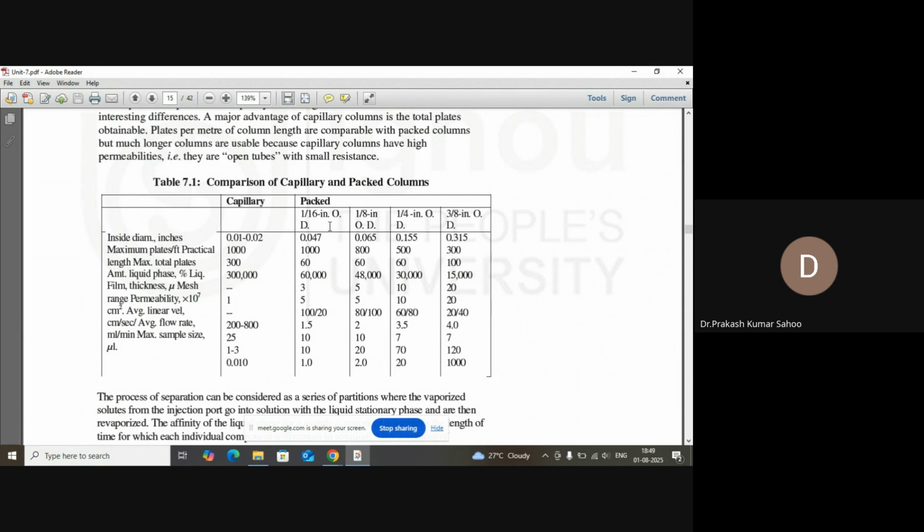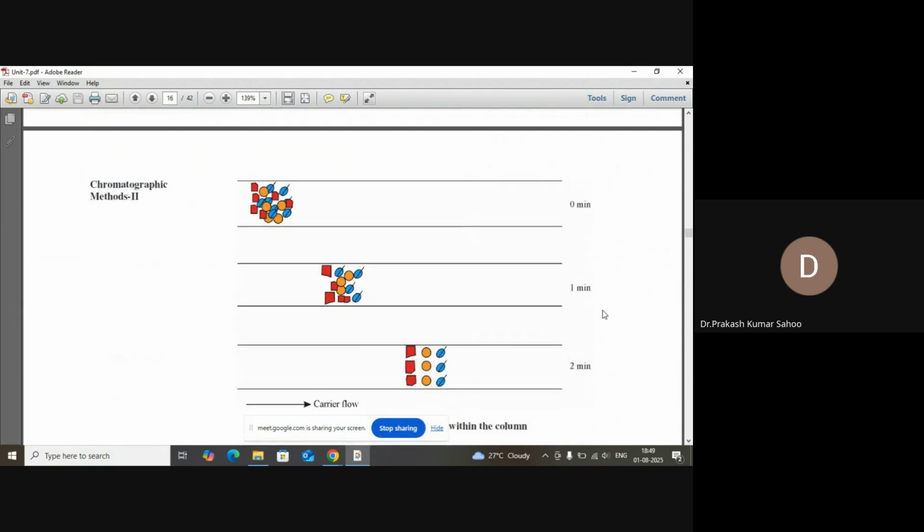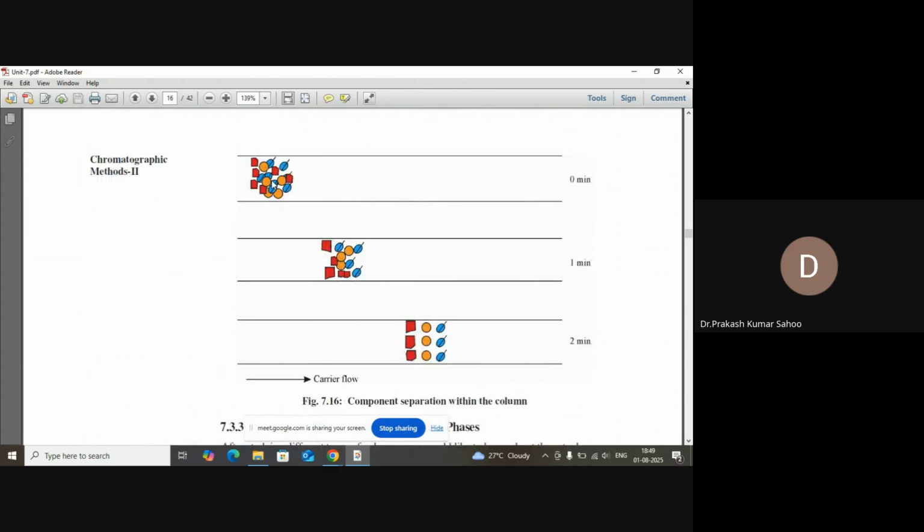Capillary action with the packed column we have, and accordingly the separation process takes place. And this is how the separation is done. This is the zero time. After 1 minute, the partitioning was carried out, and after 2 minutes, the particles or the constituents get separated.